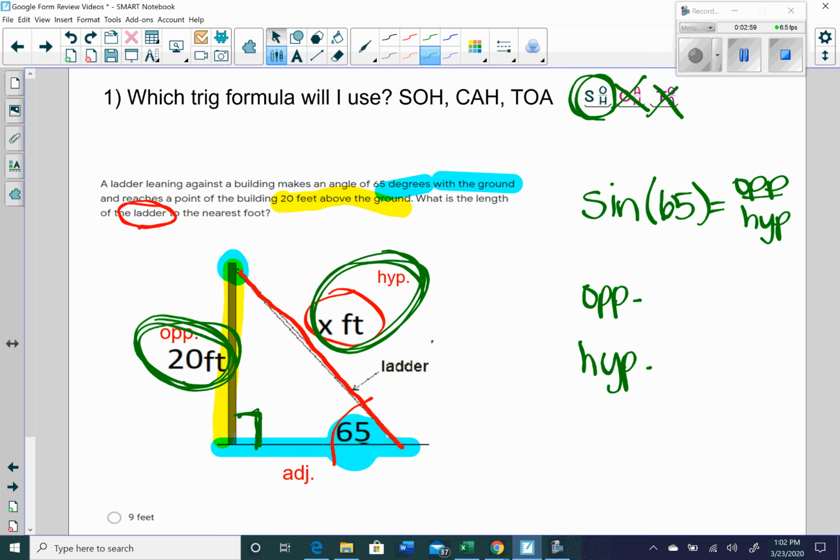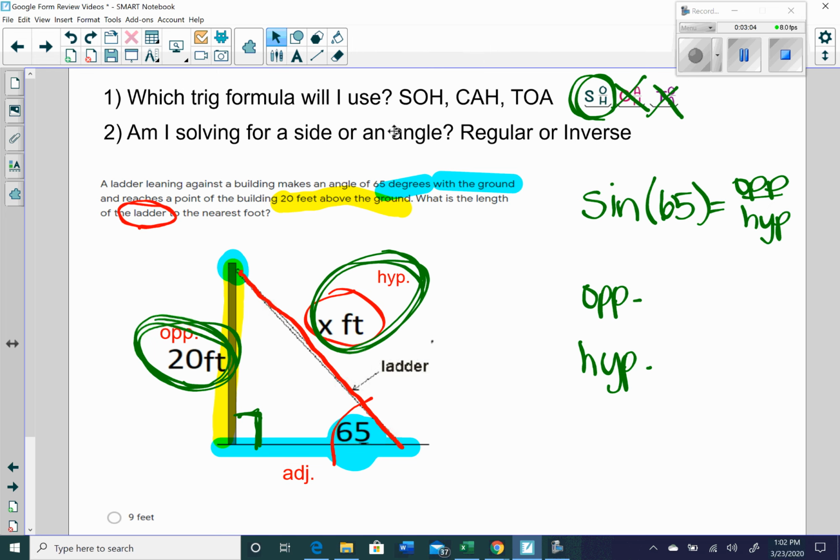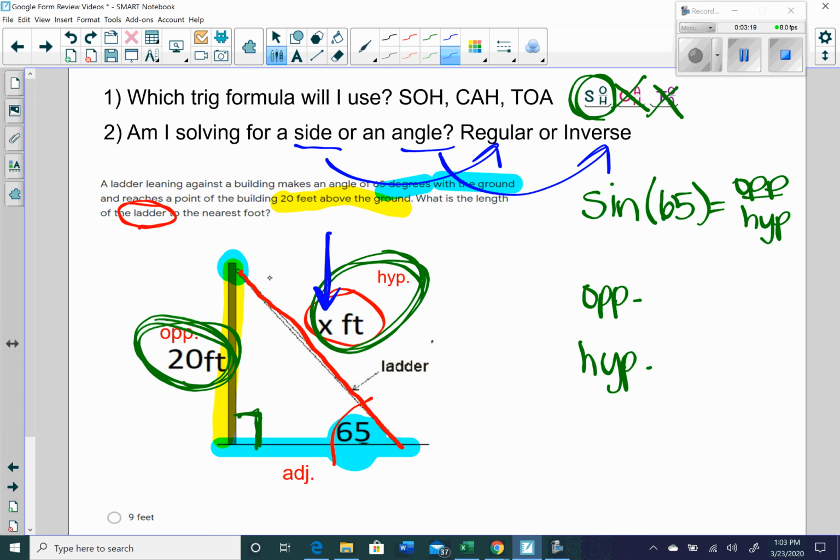The second question I should be asking myself before I really dive into solving is, am I solving for a side or am I solving for an angle? If I'm solving for a side, I want to use regular sine. If I'm solving for an angle, I want to use the inverse sine. Since x is what we need, x is the ladder. The ladder is the outside of the triangle. It is a side. So I know I'm going to be using regular sine.